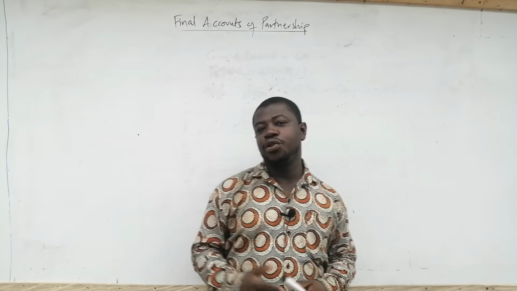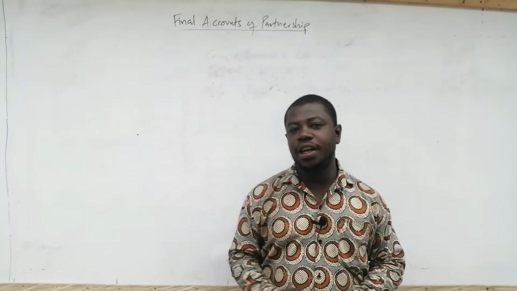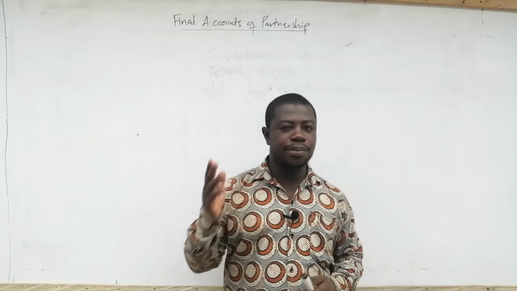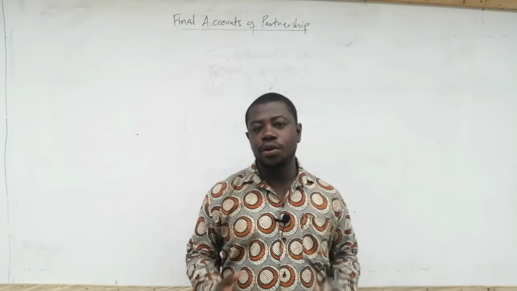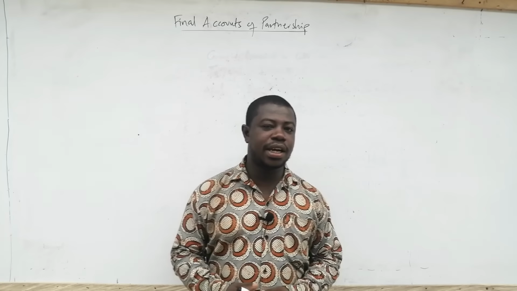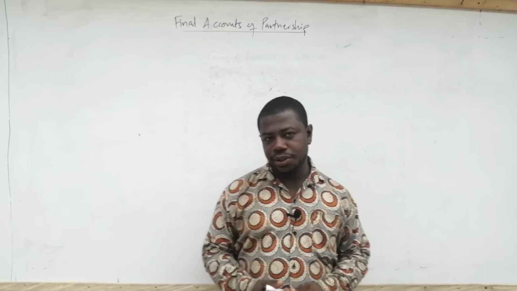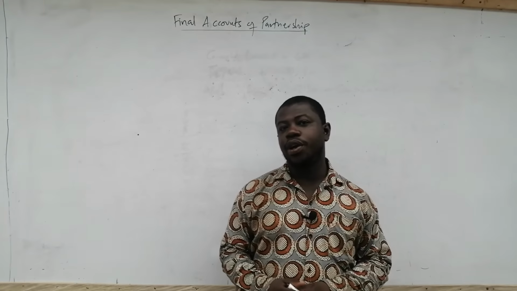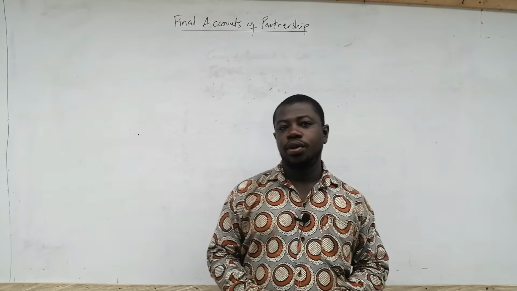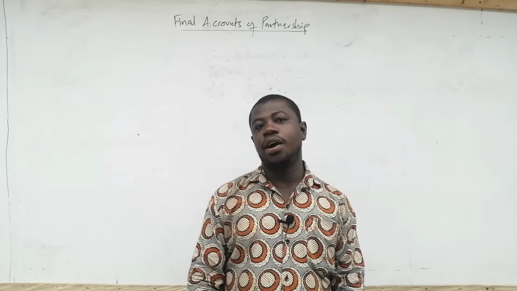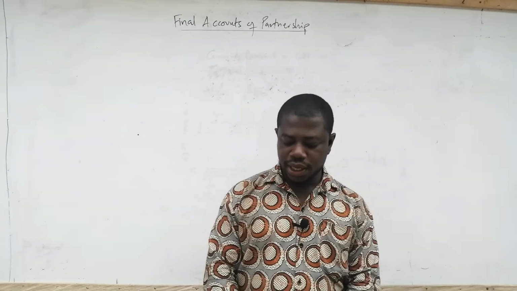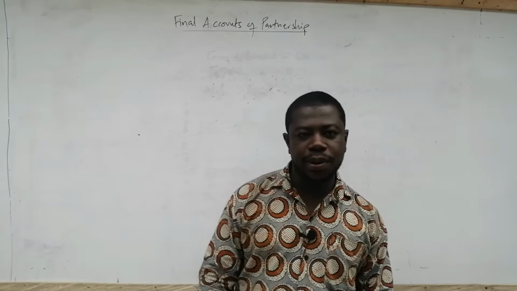In our previous video, we studied how to prepare the final account of partnership by going through the format of the profit and loss appropriation account, and also we learned how to prepare the partner's capital account and the partner's current accounts. Now, in this video, we are going to continue by taking a practical example, and then we'll try and look at how this works. And so without wasting much time, let us look at a question and prepare final accounts for partnership business.